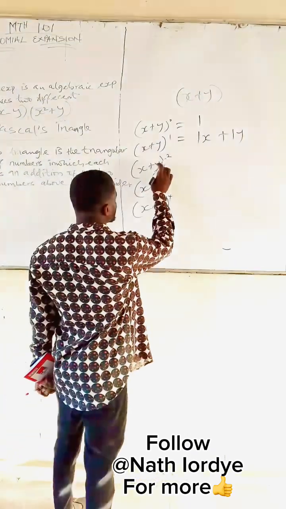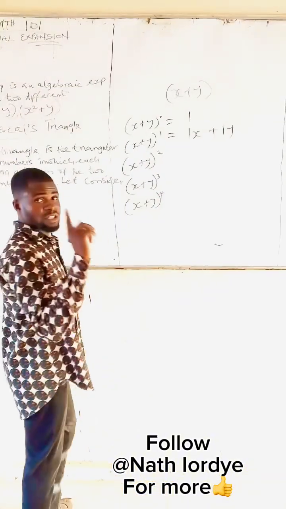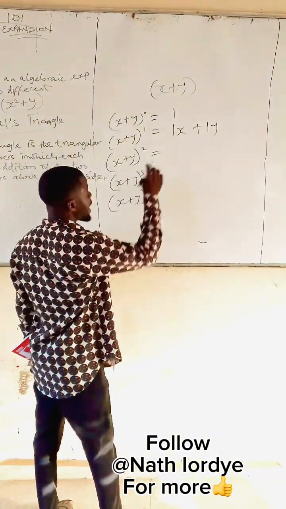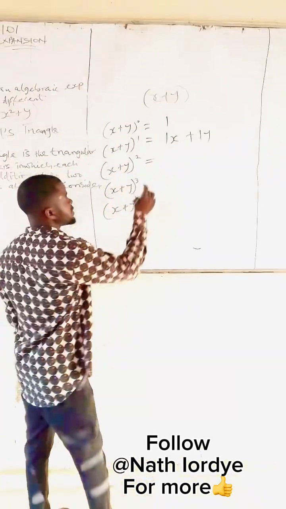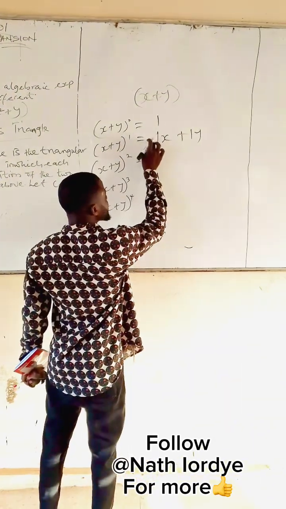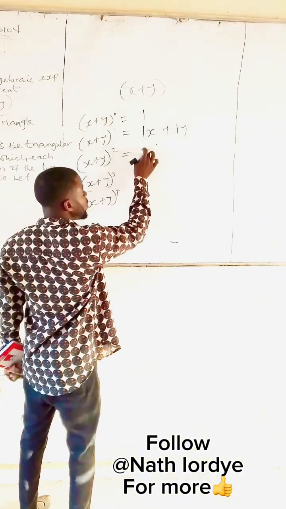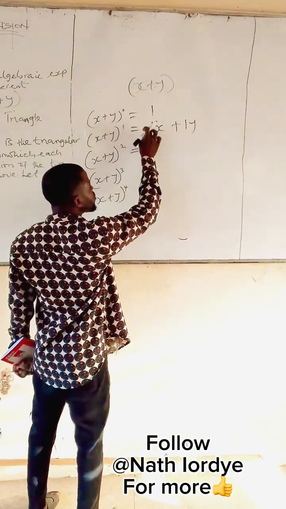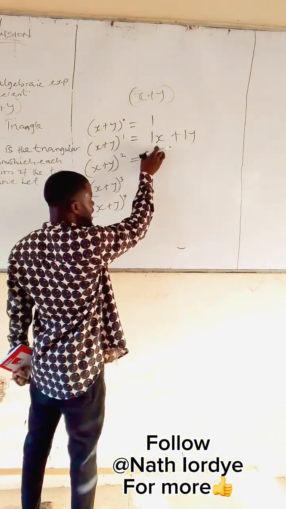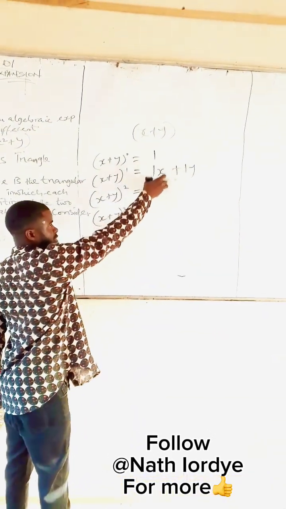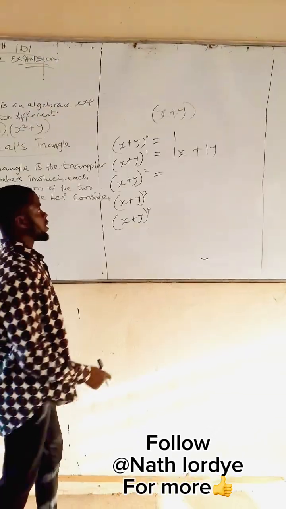So now you have x plus y raised to the power of 2. Another thing you need to note, considering Pascal's triangle, is that every coefficient is the sum of the two closest numbers above. Before you get the coefficient below, you must sum the two closest numbers above to get the coefficient under this row. So now we're going to write it.